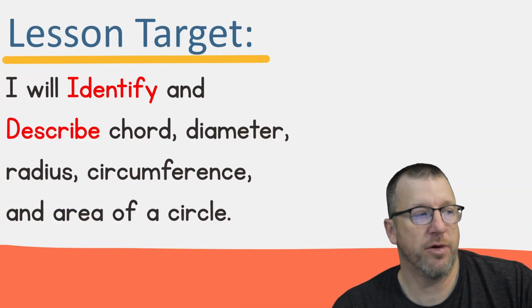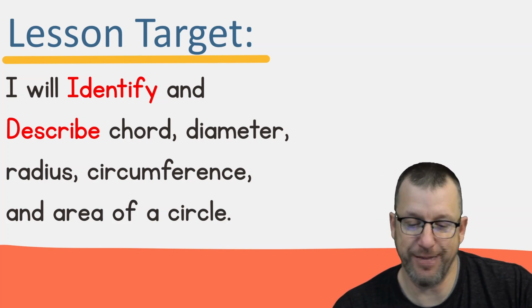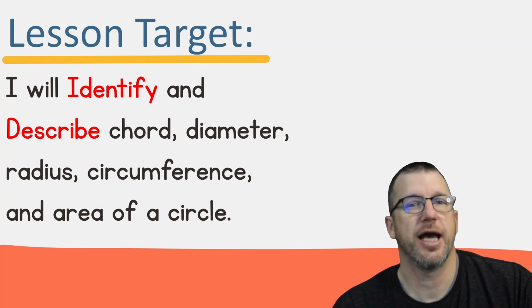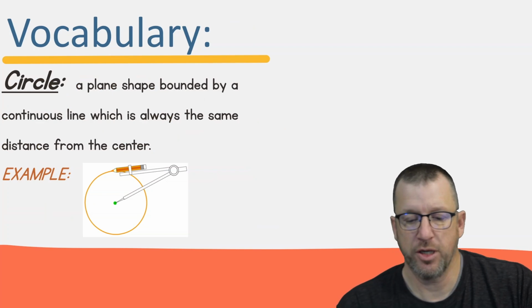All right. Well, today we're going to identify and describe these characteristics of a circle: the chord, a diameter, a radius, a circumference, and briefly talk about area of a circle. We'll go into that deeper in a later video. Okay, so let's talk circle.